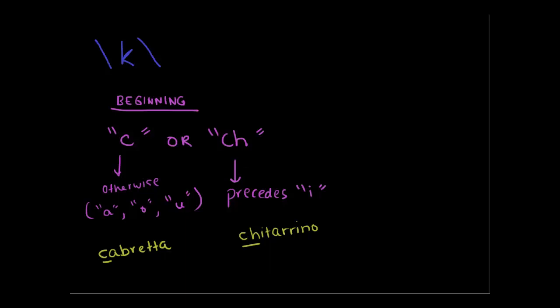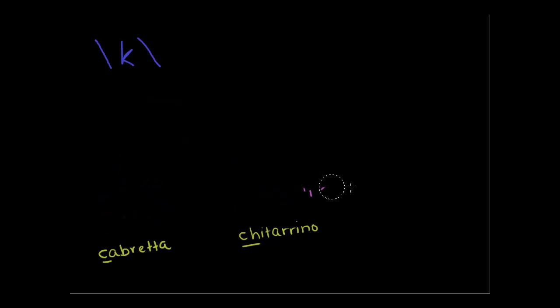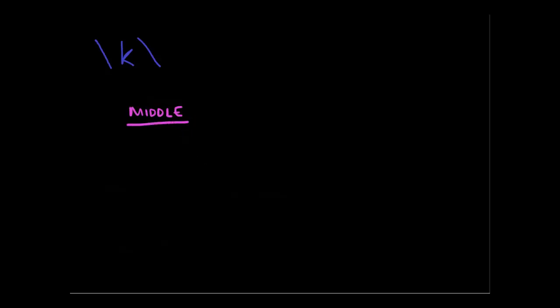Now let me go ahead and erase this, and we can look at what happens in the middle. It's slightly different in the middle. A couple more spellings. So if the k sound happens in the middle of a word, which it does in a lot of words, then there are basically four ways to spell it. Let's note each one. First is CC, then CH again, then CCH, and then just a C.